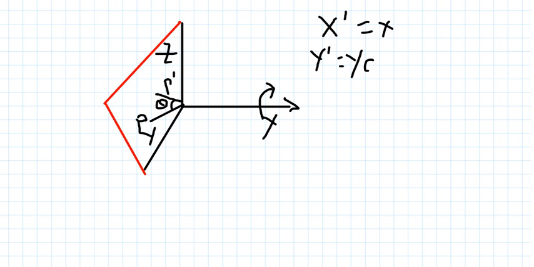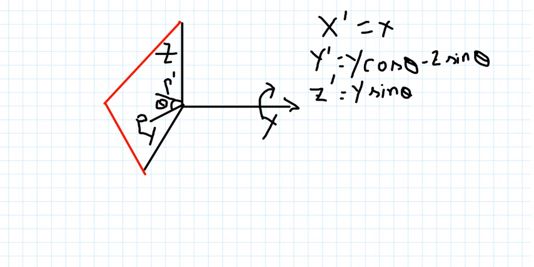So your equations will be: y dash, same as that of 2D, is y cos theta minus z sin theta, and z dash will be y sin theta plus z cos theta.